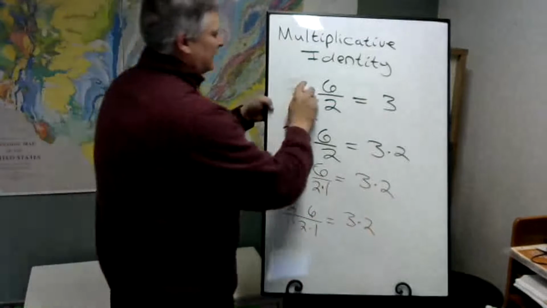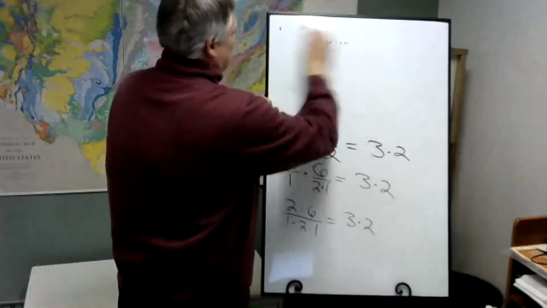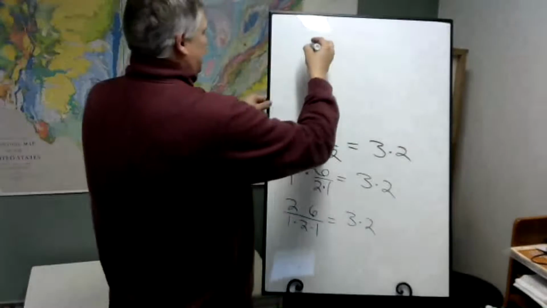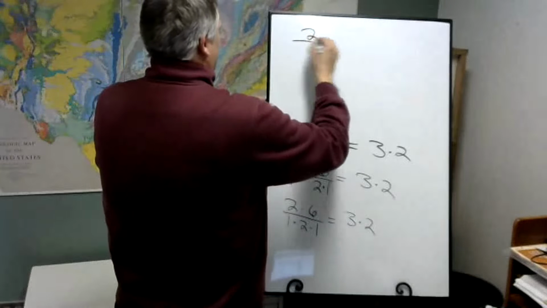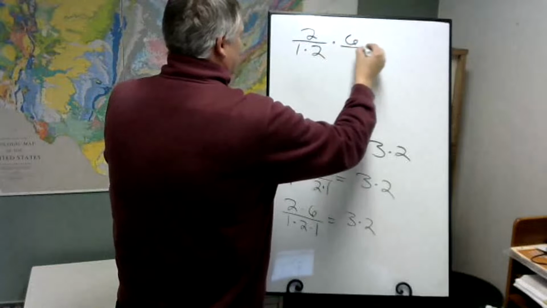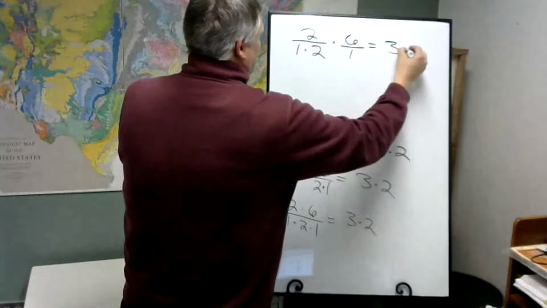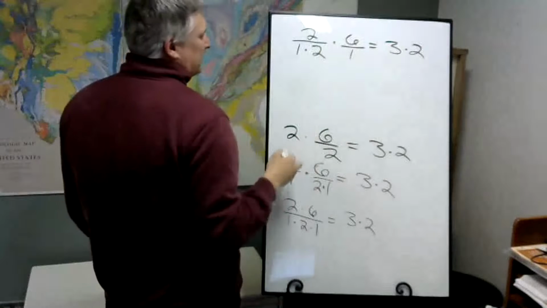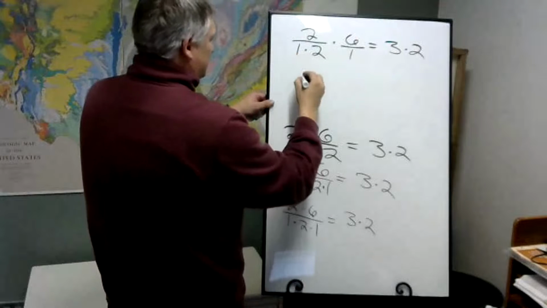And then, and I'm doing this the long way, we can say this is 1 times 2 times 6 over 1 equals 3 times 2. 6 over 1 is just 6. 1 times 2 is 2.